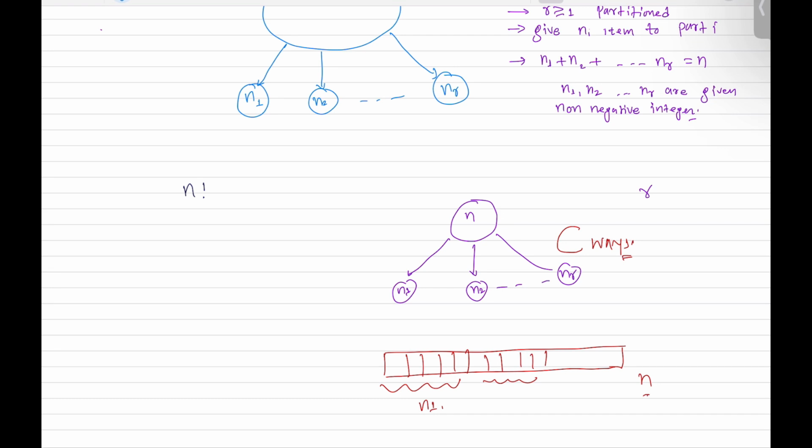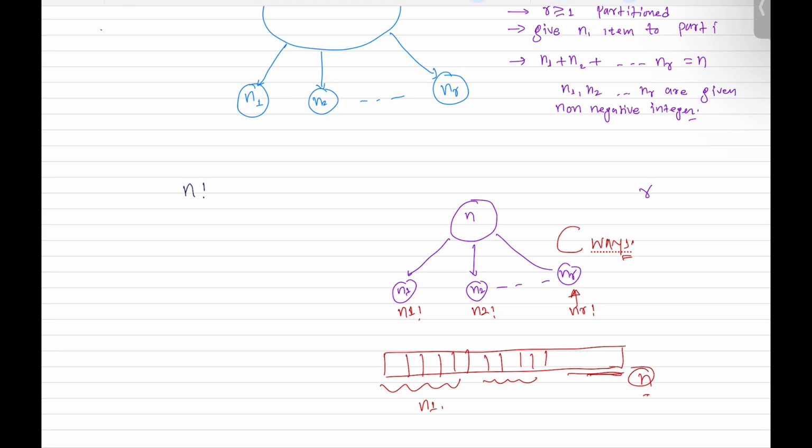Similarly we will do this with each part, and at the r-th part we will have some nr items, we will order them and we will put them in the remaining r-th part of this n slot, right? So we can order them here. How many ways? n1 factorial ways. We can order this n2 factorial ways, and we can order this nr factorial ways, right?